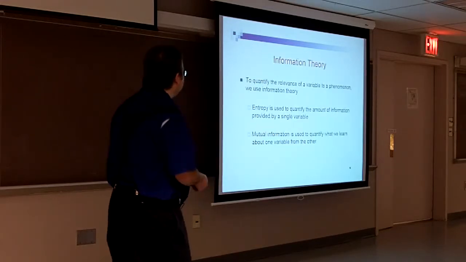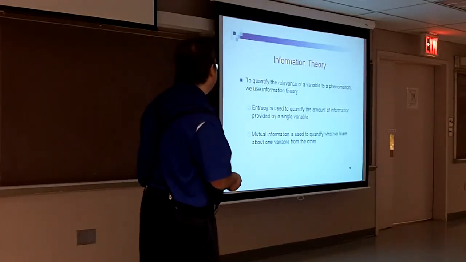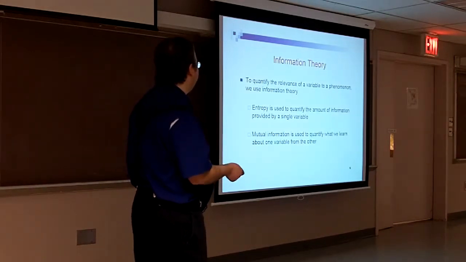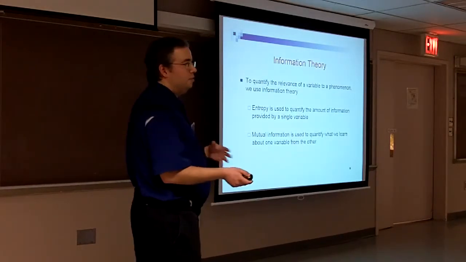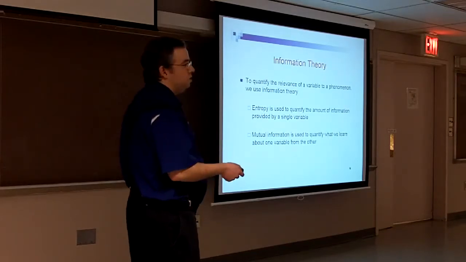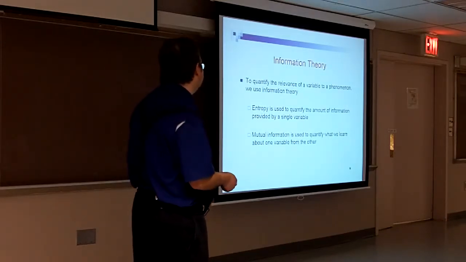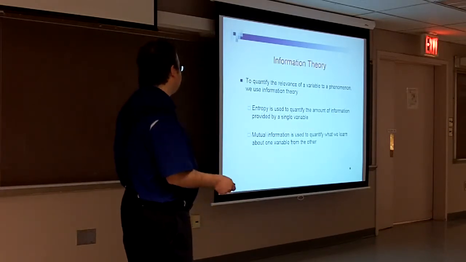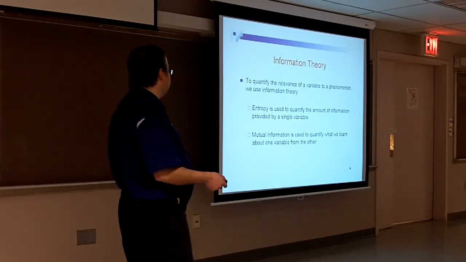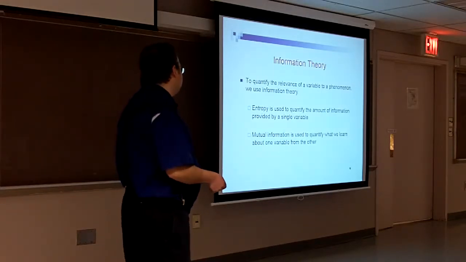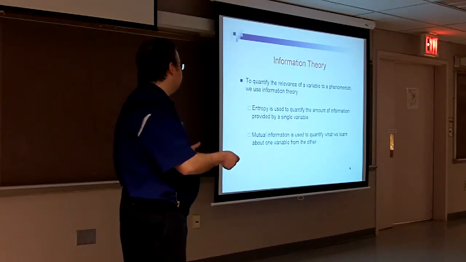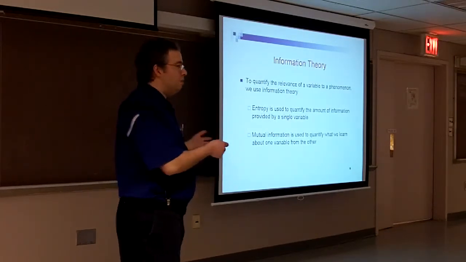So information theory. What is information theory? What we look at is we quantify the relevance of a variable to a phenomenon. We use information theory for this. That's the basic, everybody knows about that. What is entropy? Entropy is used to quantify the amount of information provided by a single variable. Mutual information is used to quantify what we learn about one variable from the other variable. These are basic definitions. Everybody knows about these.